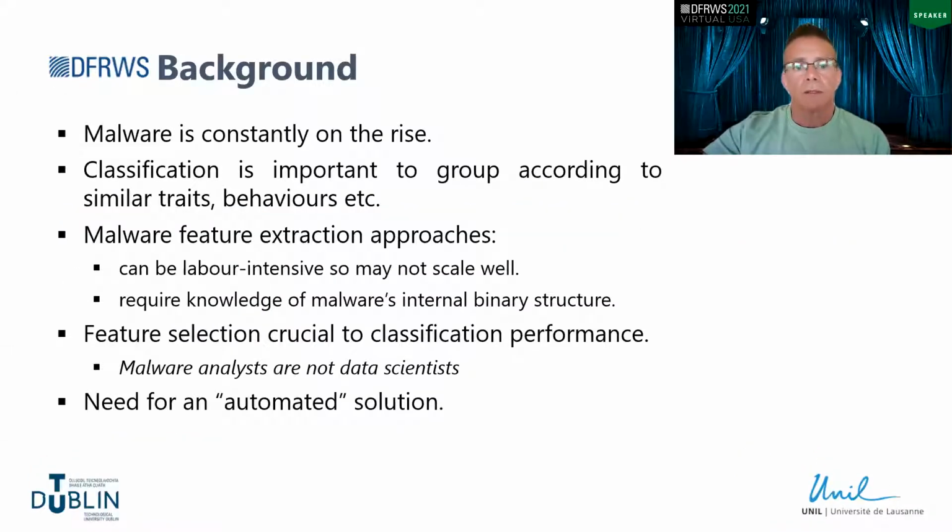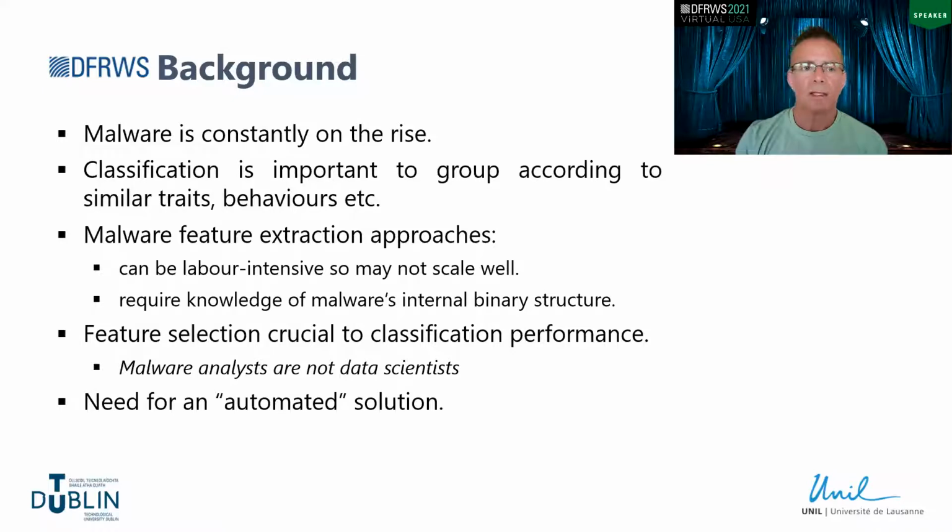So to give you some background issues that I suppose motivated this study, well, malware is constantly on the rise. It's hardly breaking news, but what is interesting is that the new malware that we're seeing is generally staying stable, whereas the variants of these original strains are constantly rising at an almost exponential rate. The classification of these variants is important in order to group them into their correct, I suppose, taxonomic class based on similar traits and behaviors.